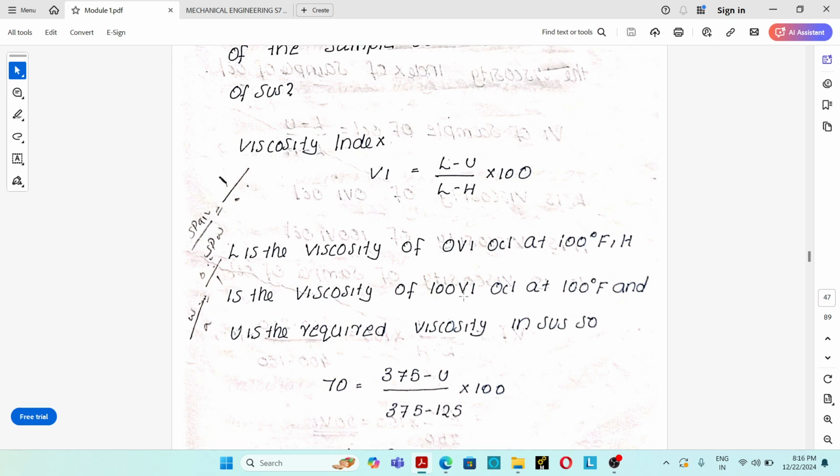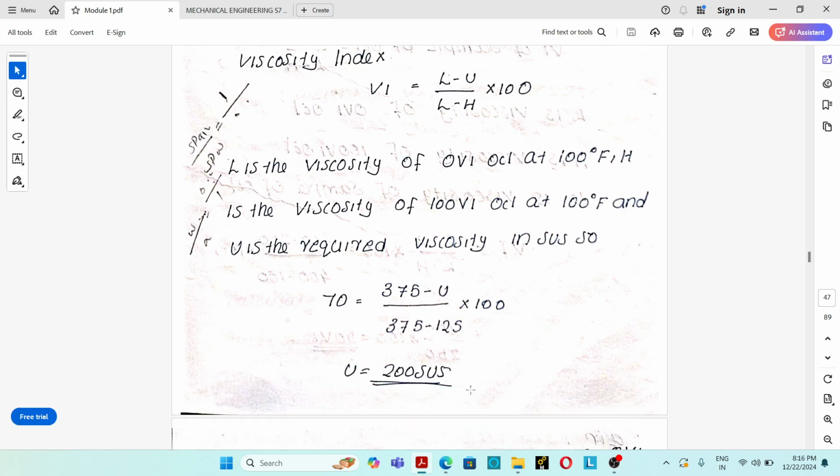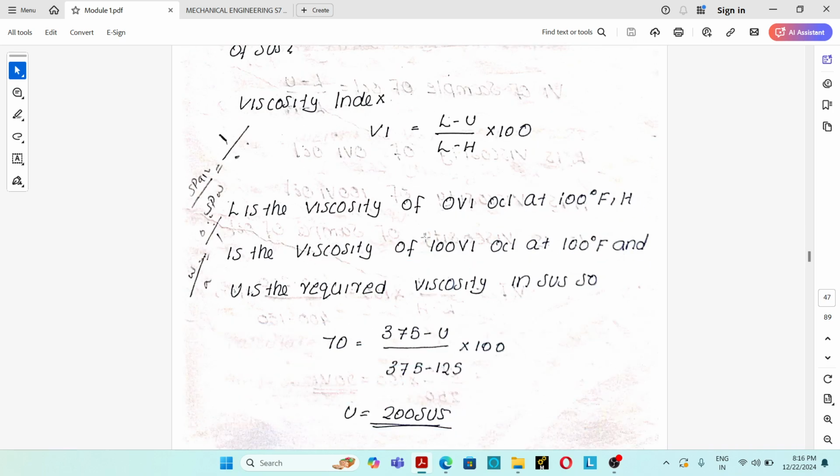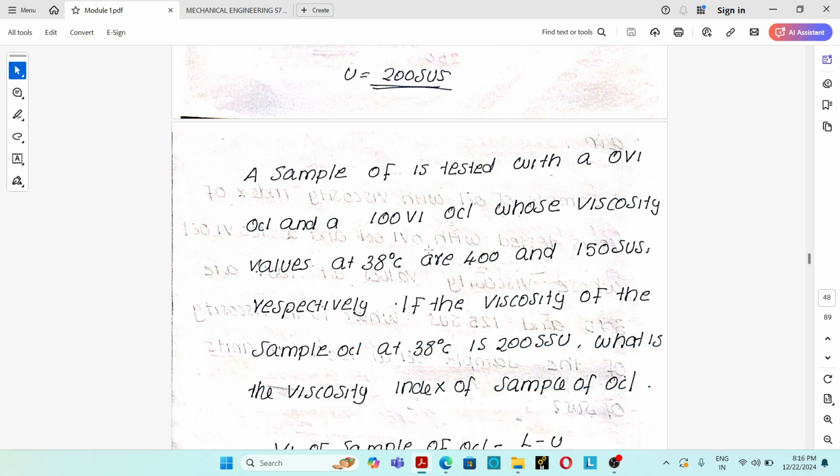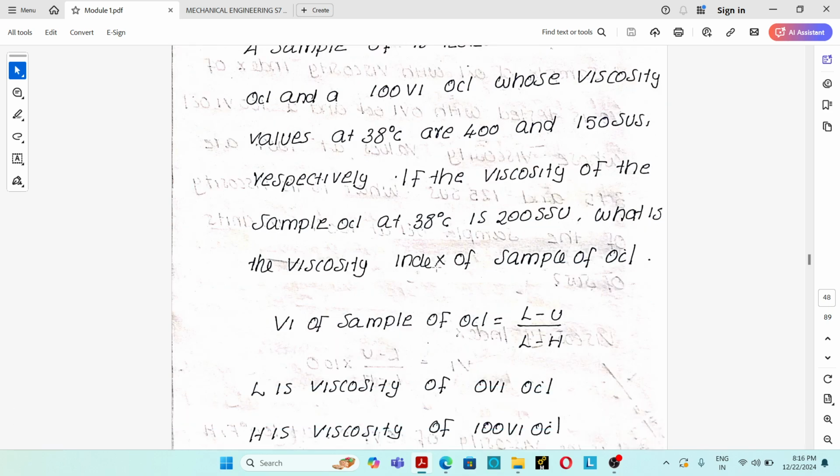L is the viscosity of 0 viscosity index oil at 100 Fahrenheit, H is the viscosity of 100 viscosity index oil at 100 Fahrenheit, and U is the required viscosity in SUS. So we get U equal to 200 SUS. This is the first problem. It's a very important problem. You have to study it 100%. There is a chance that the question will be asked.